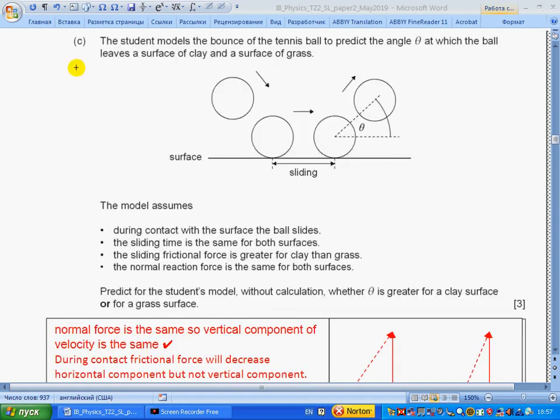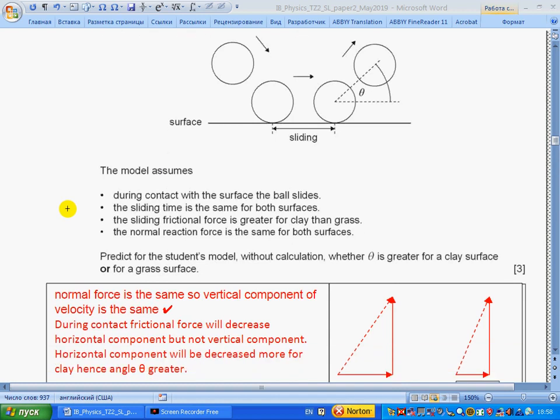C. The student models the bounce of the tennis ball to predict the angle at which the ball leaves a surface of clay and a surface of grass. The model assumes during contact with the surface the ball slides. The sliding time is the same for both surfaces. The sliding frictional force is greater for clay than grass. The normal reaction force is the same for both surfaces.